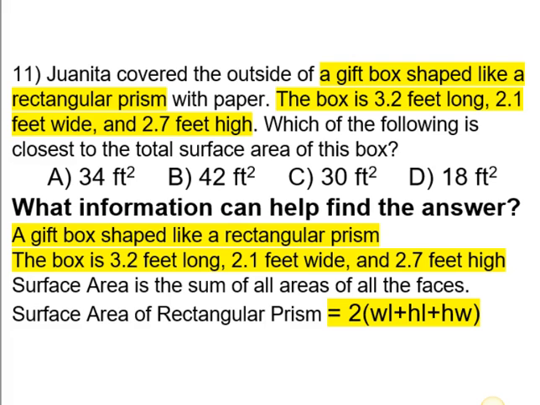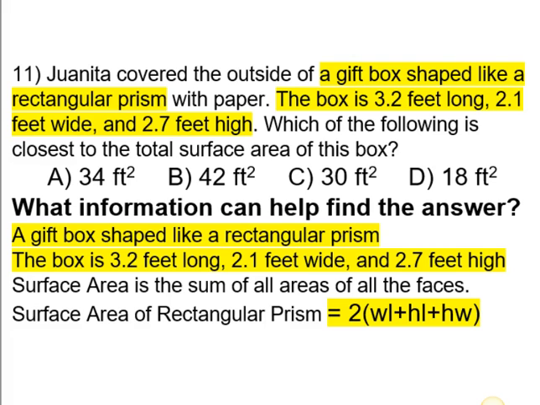What information can help us find the answer? Number one, that the gift box is shaped like a rectangular prism. Two, the box is 3.2 feet long, 2.1 feet wide, and 2.7 feet high. The surface area of a rectangular prism is basically the sum of all the areas of all the faces, and the formula is 2 times, in parentheses, width times length, plus height times length, plus height times width.